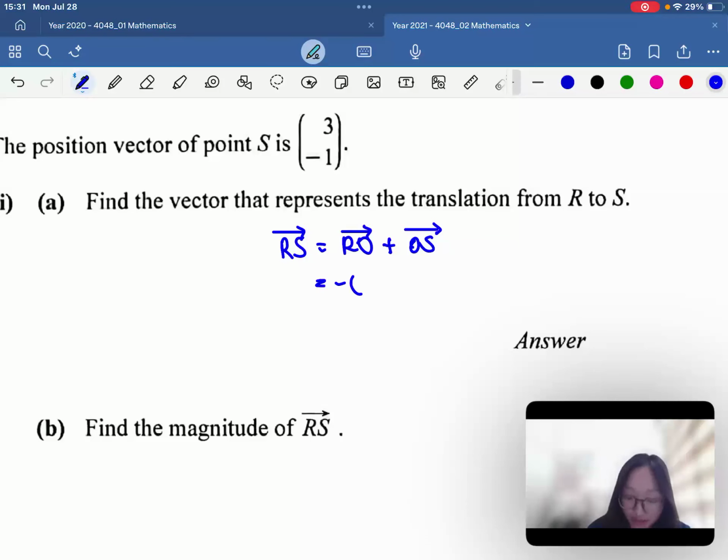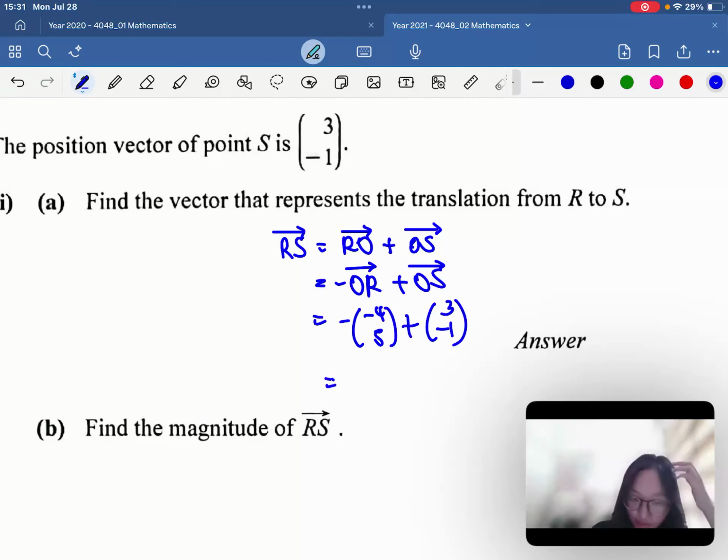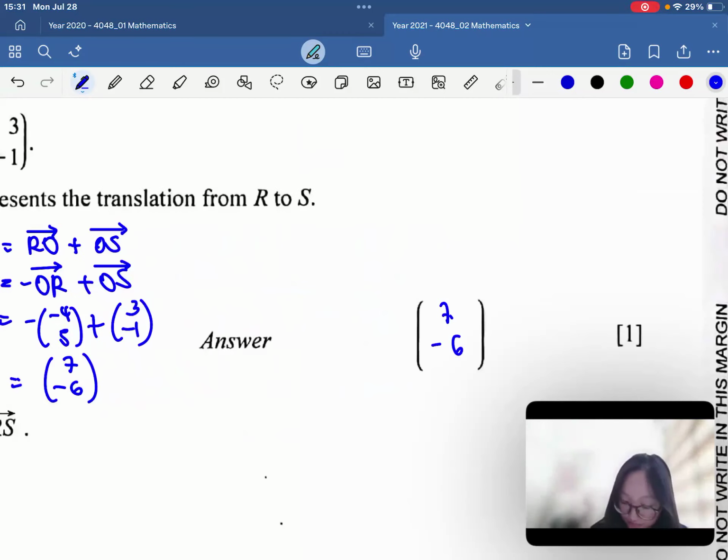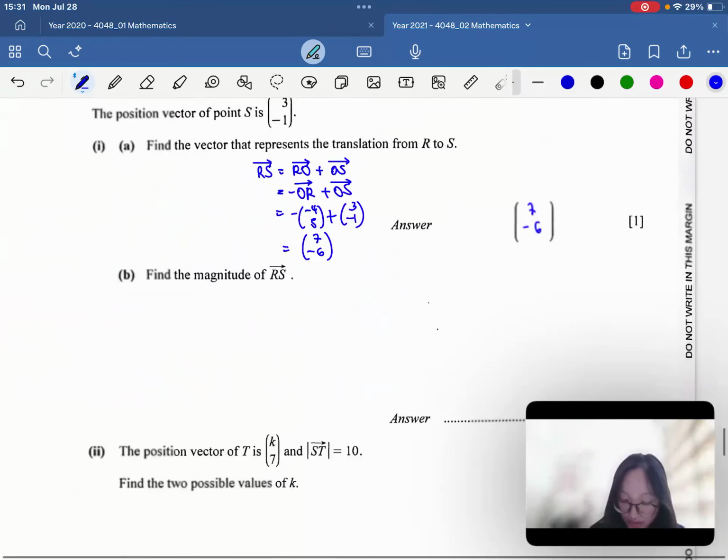So we need to minus off because you're only given the position vector of R. So we need minus OR plus OS. Okay, so this would give us minus (4, 5) plus (3, negative 1). So we would get (7, minus 6). Okay, then find the magnitude of RS.